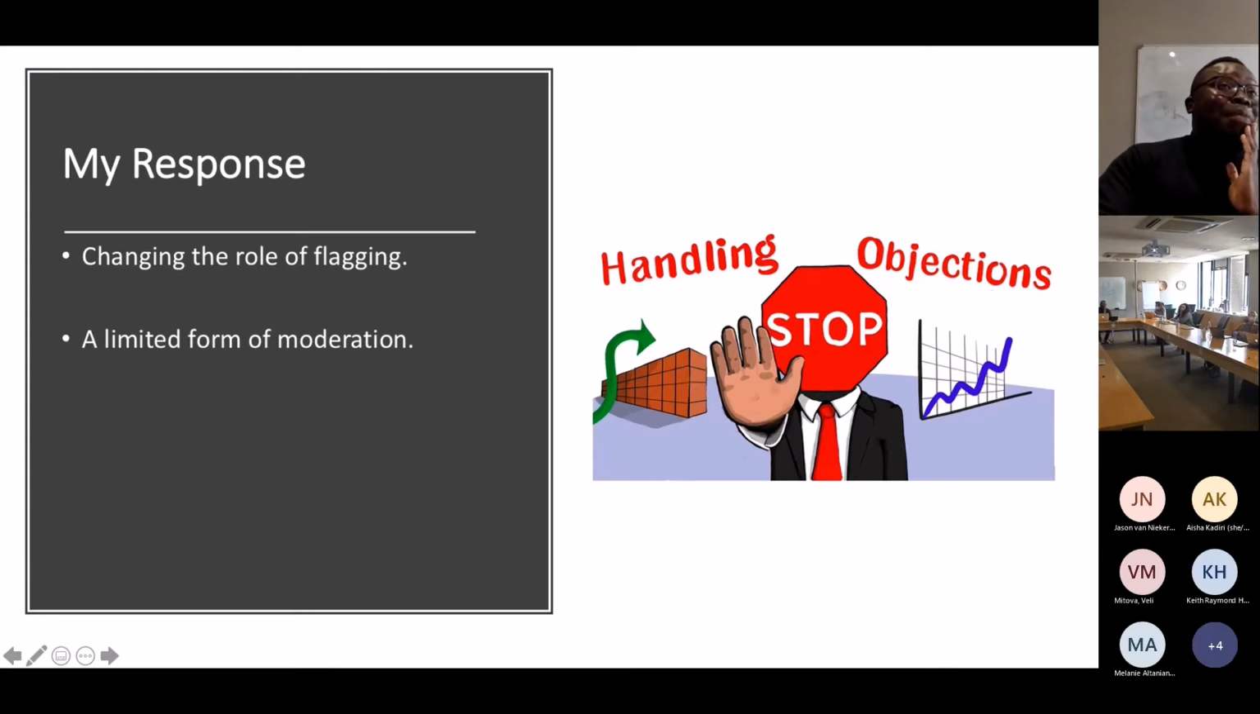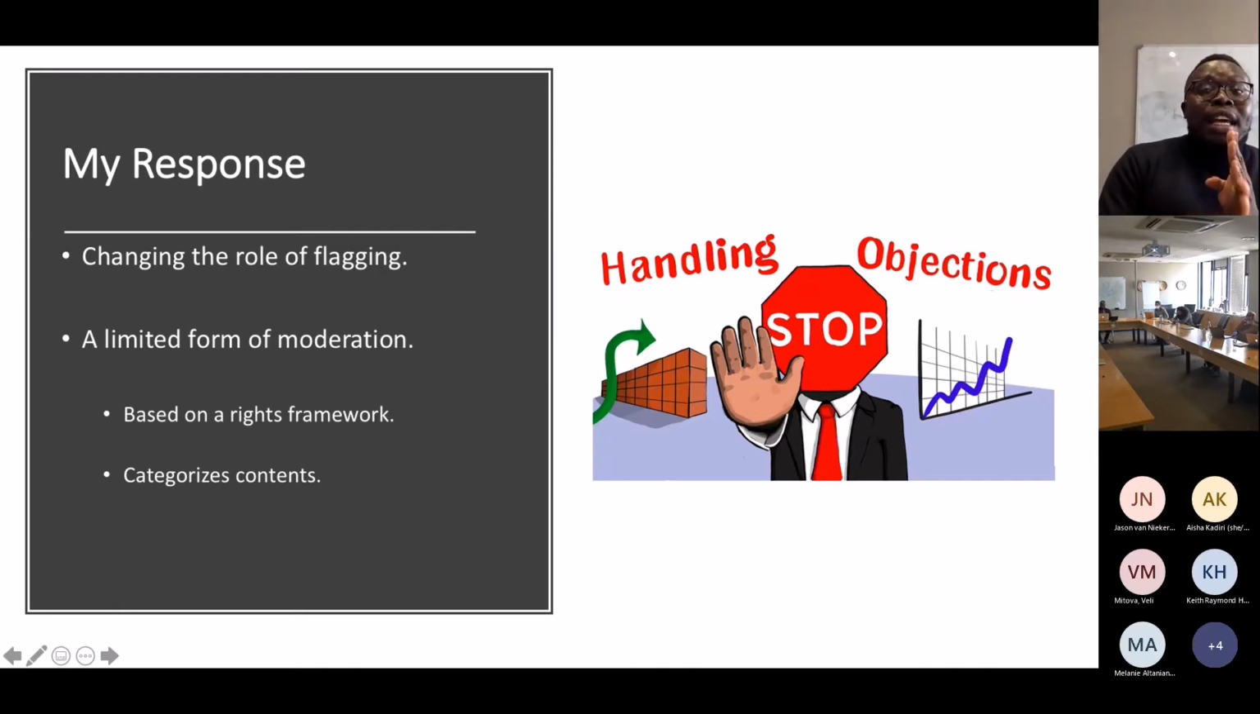I think we should have a limited form of moderation. I know my basic story is that we shouldn't have moderation at all. But yeah, maybe a limited form of moderation. And this limited form of moderation, again, builds on some of the points that Daniel has made. But I think it could be based on a rights framework. If content is being taken out, why are we taking it out? Is it because it directly violates certain human rights? For instance, beheading, child pornography. Those are, in a sense, clear-cut cases.